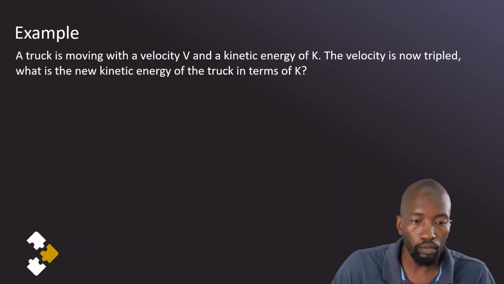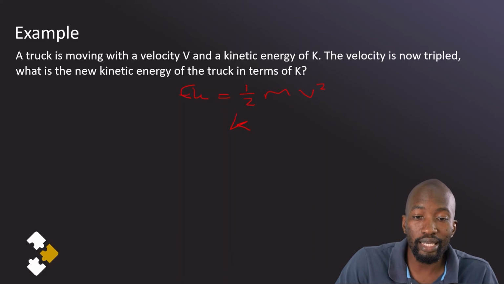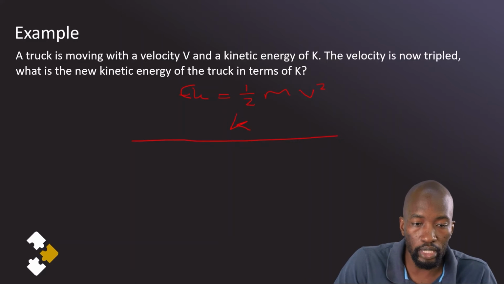So let's look at the kinetic energy. Ek is equal to half mv squared. Now we know that its kinetic energy is k. Now they're saying the velocity is now tripled, so let's see what would happen to the kinetic energy. So this will be a new kinetic energy: a half, the mass is still the same, the velocity is now tripled. Tripled just means 3 times v, and we need to square this.